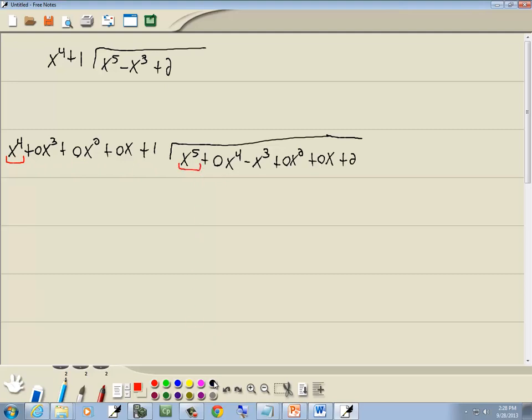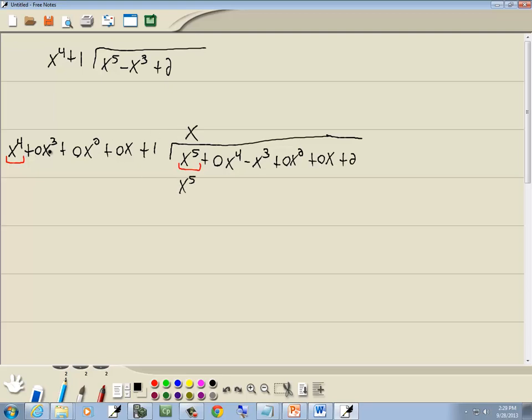We're going to take a look at the first term of each. So we're going to ask ourselves what times x to the fourth gives us x to the fifth, and that's x. Now whatever you put up on top, you're going to multiply by what's out in front. And I only got room over here on the side to write it, so I'll just say it. X times x to the fourth is x to the fifth.